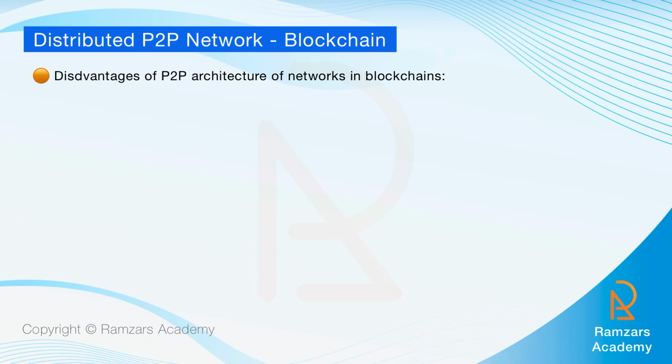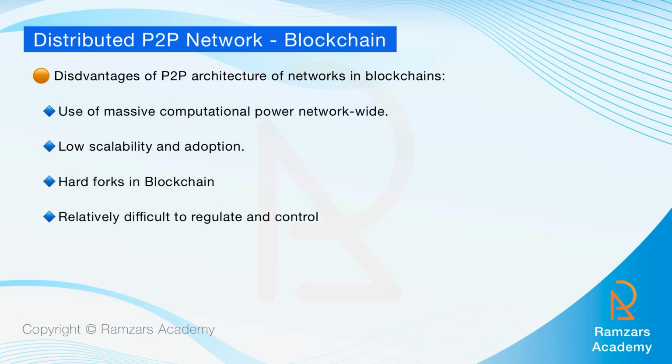Despite many advantages, the use of peer-to-peer networks in blockchain has certain limitations. First is the use of massive computational power network-wide. With each transaction in the distributed ledger, each node must be updated to the latest state. This greatly reduces the efficiency provided in a centralized system where data is updated in just one place. This hampers the scalability and adoption of such systems. Scaling solutions are one of the prime research areas in the blockchain space.